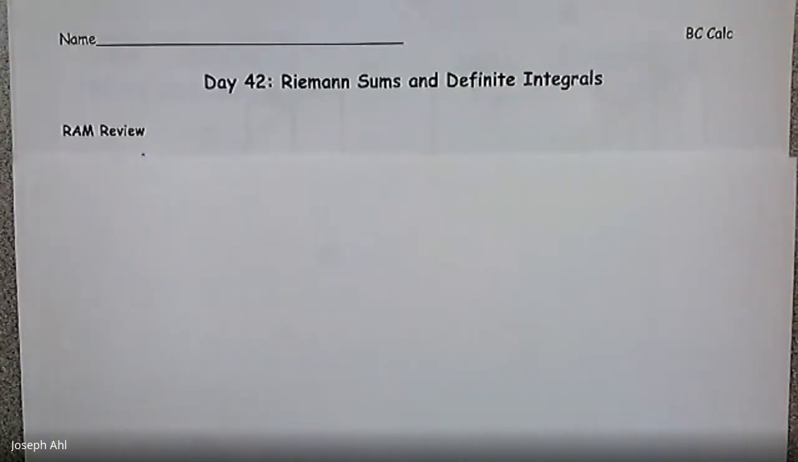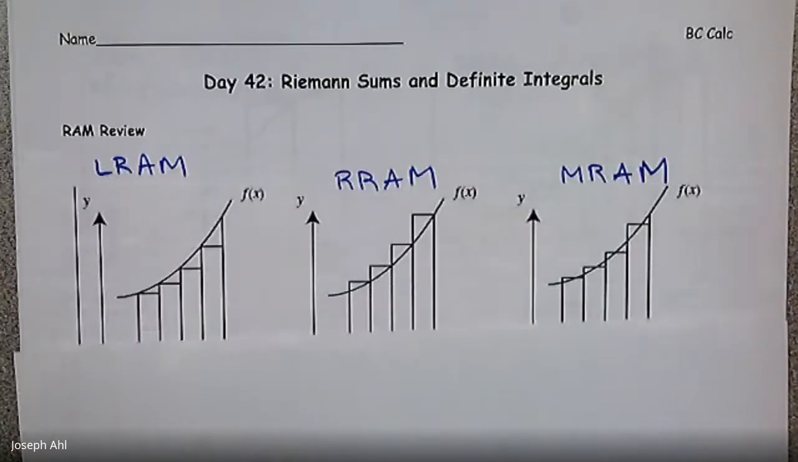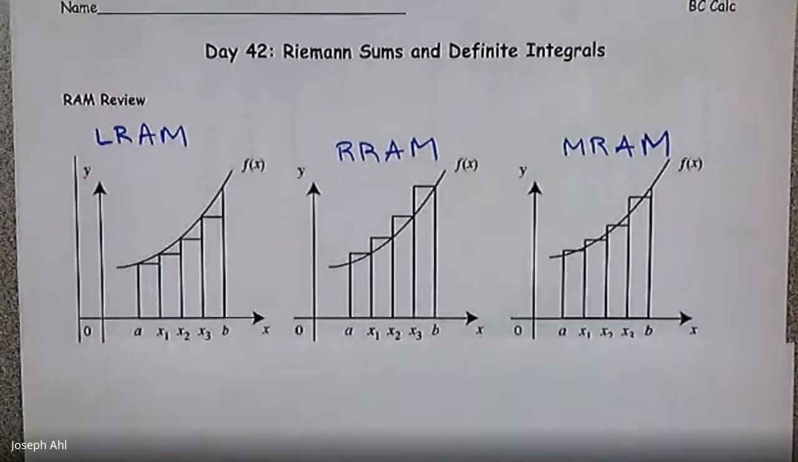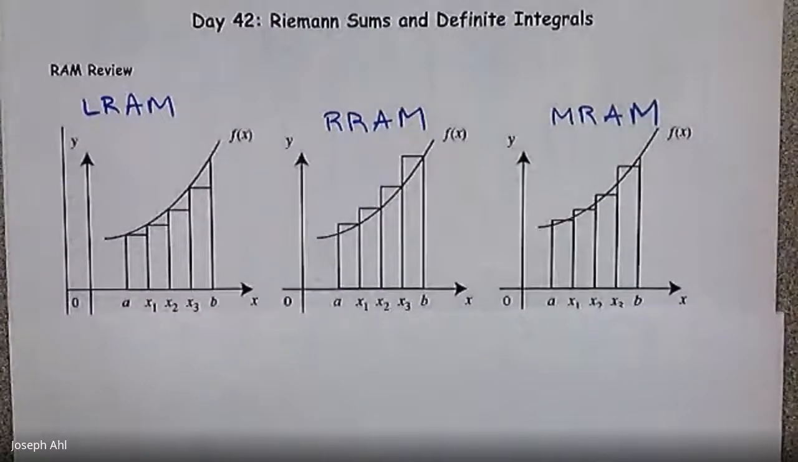I'm going to switch my camera over. And as a quick review, in our last lesson, we learned about RAM, the rectangular approximation method, for the first time as a way to start thinking about approximating the area under a curve. So here are our three cases that we've studied so far. If we want to find the area under a curve from A to B, we have these options: LRAM, RRAM, and MRAM.